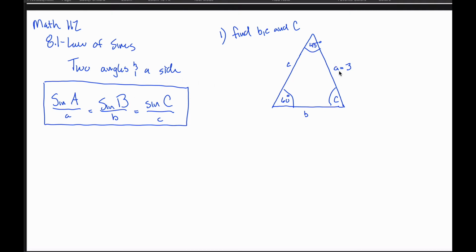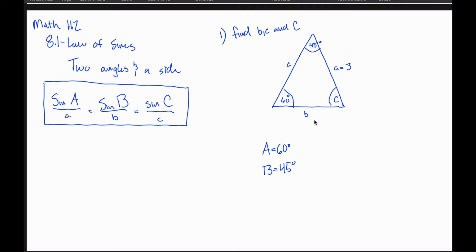And note that in this case, things are labeled. I'm calling this little a, so therefore capital A must be equal to 60 degrees because capital A is always across from little a. And since I'm calling this little b, capital B must be equal to 45 degrees here, again, because the angle is opposite the side length.